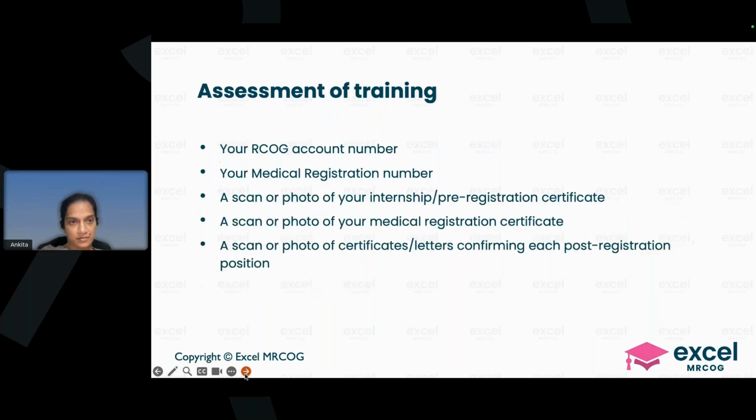Then, okay, a lot of candidates were asking about this assessment of training and what, when to do, when not to do, etc., etc.